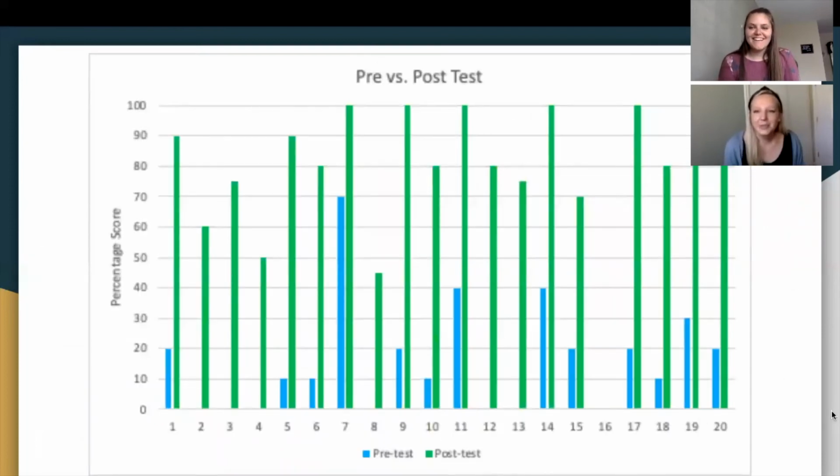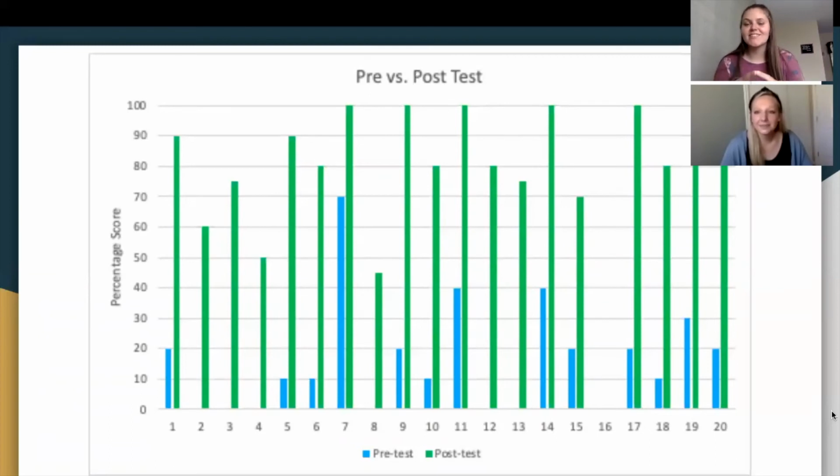Oh, and this is the most exciting slide. This is so exciting. So as you can see, the pre and post data is analyzed side by side in this graph, which I think just shows how much they grew.